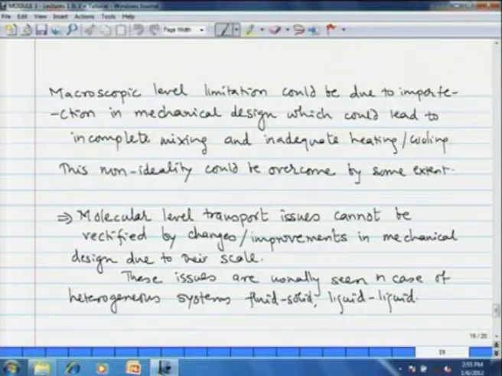These types of transport issues can be encountered in fluid-solid or liquid immiscible systems, like non-accessibility of the catalytic site of a catalyst. That is an example of a molecular level transport issue. Some control over these problems can be achieved by changing the morphology of the system, like for example changing the catalyst morphology, which could make the catalytic sites more accessible, like increasing the pore volume, which could assist the transport of reactant molecules inside the catalyst and then the transport of product molecules outside the catalyst.